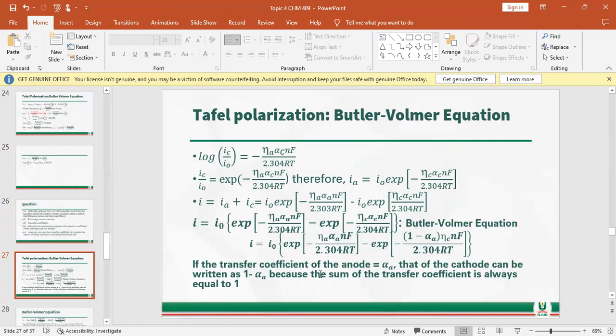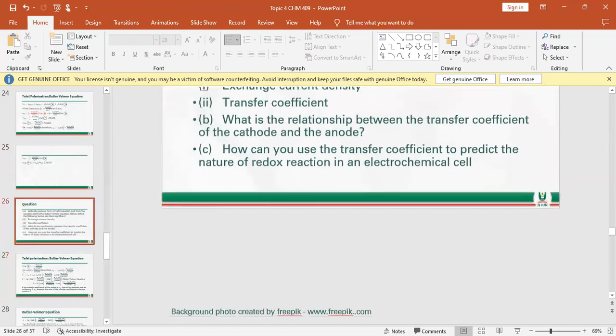So now if the transfer coefficient of the anode is equal to alpha A, that of the cathode can be written as 1 minus alpha A, just like we did the other one, because the sum of the transfer coefficient is always equal to 1. We have done a calculation based on that. So that answers this question.